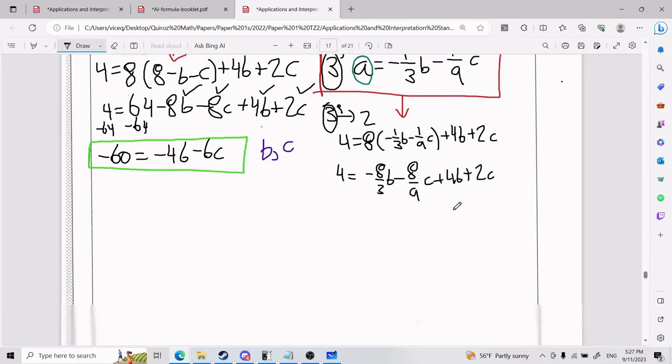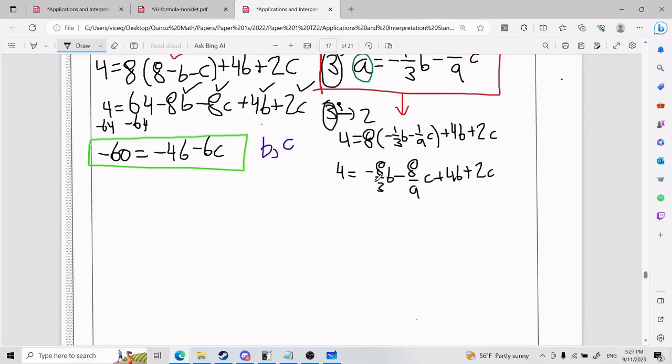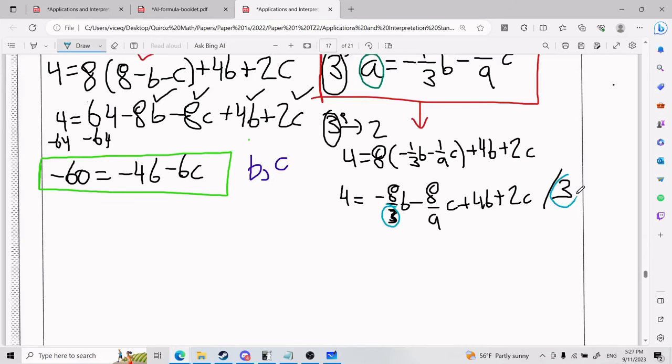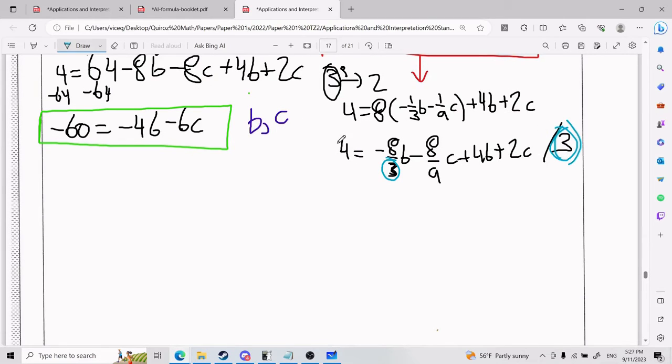All right, so I don't like these fractions. See, so in order to get rid of the fractions, for example, I can multiply everything by 3. I am basically targeting this 3 here, all right? So I target this 3 here by multiplying everything by 3. I end up with 4 times 3 is 12 equals negative 8b, so that fraction disappeared. Minus 8 times 3 is going to give me 24 divided by 9c plus 4 times 3 is 12b plus 2 times 3 is 6c.